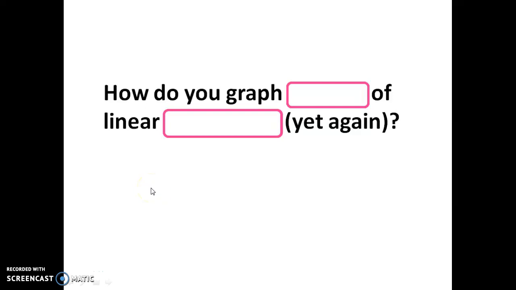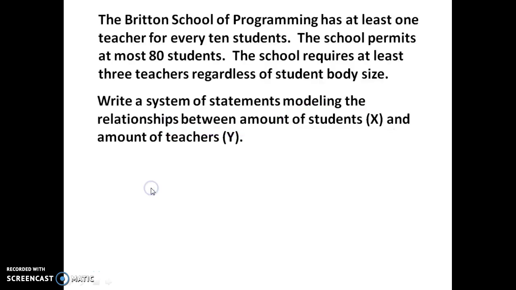So we're going to take one last look at how to graph systems of linear inequalities. The Britain School of Programming has at least one teacher for every 10 students. The school permits at most 80 students. The school requires at least 3 teachers regardless of student body size. Write a system of statements modeling the relationships between the amount of students, our x value, and the amount of teachers, y.